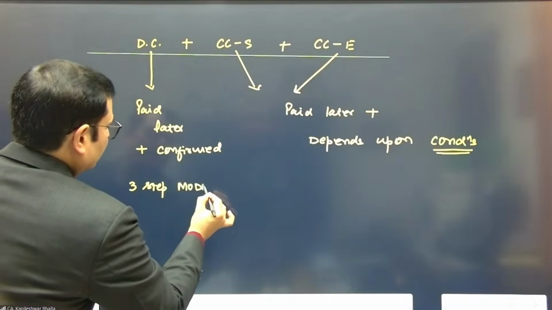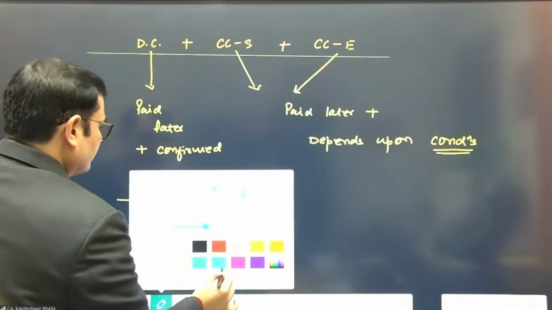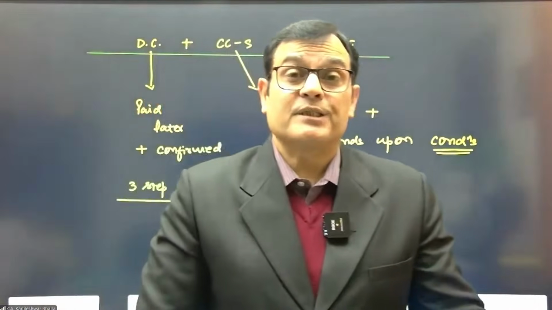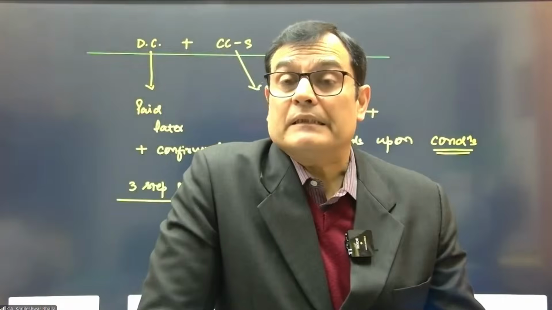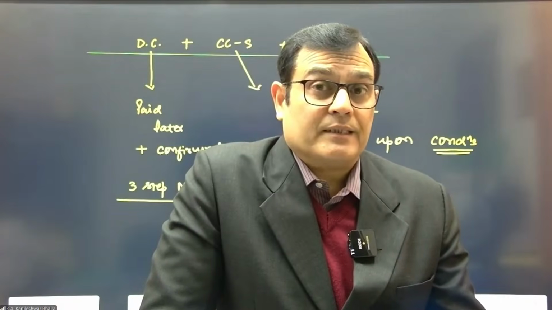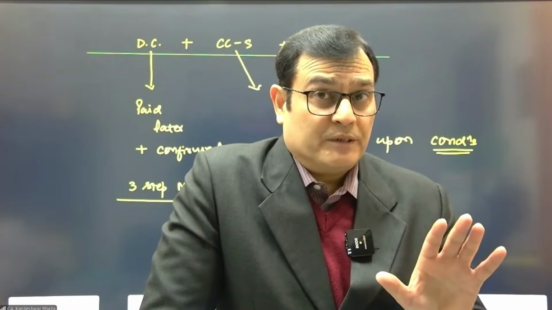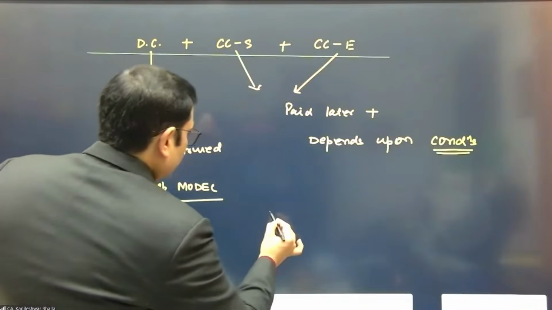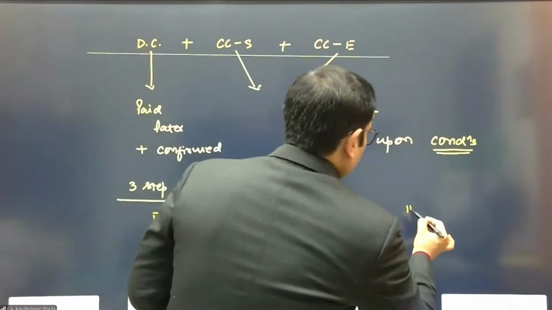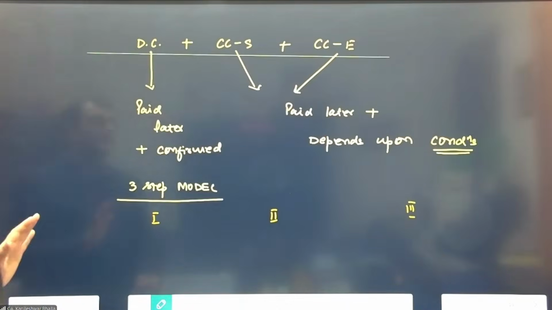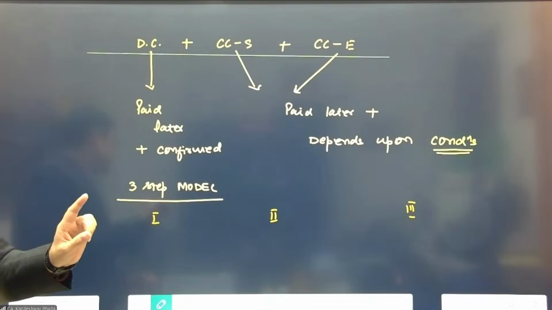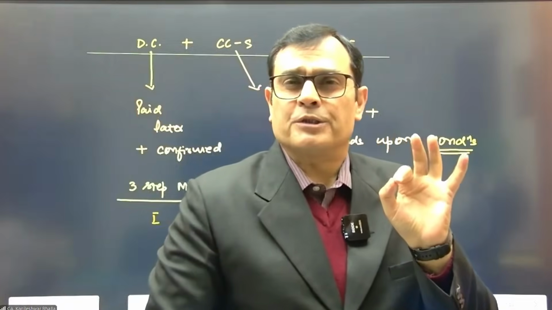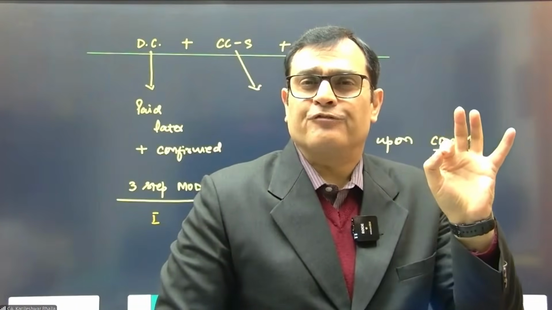So let me give you a three-step model to make life simple, to decide whether it is a DC or a CC. There is something more which is also coming to my mind, and I will give you that input very shortly, but first let's concentrate on the three-step model. We're going to apply step number 1, step number 2, and step number 3. How will I decide that it is a case of DC, CCS or CCE? Step number 1. You'll put a question: is the payment to be made in the future?